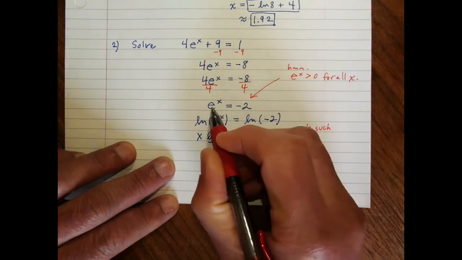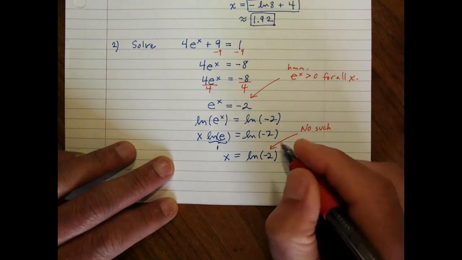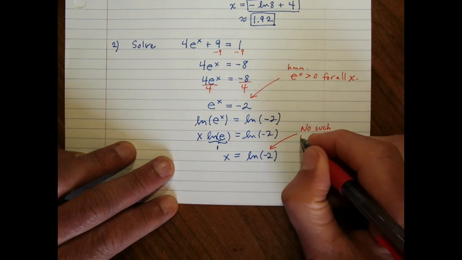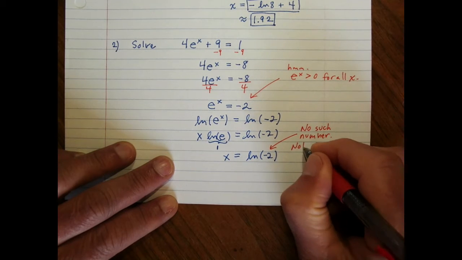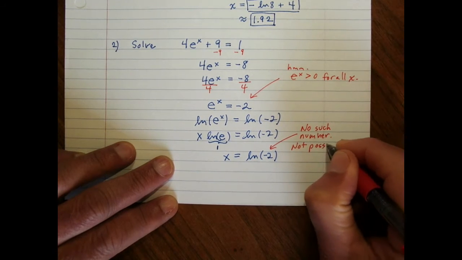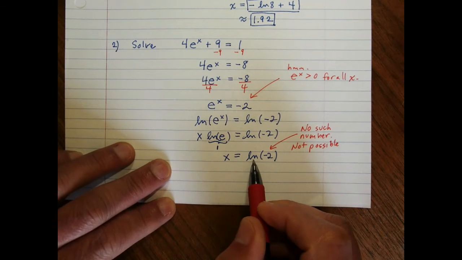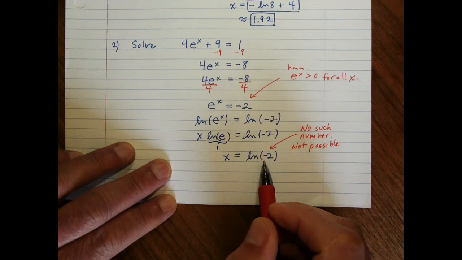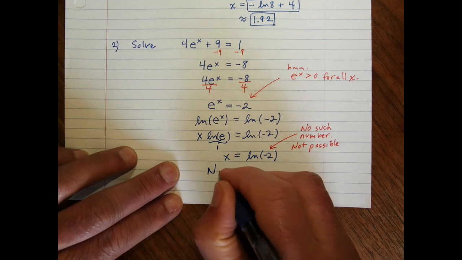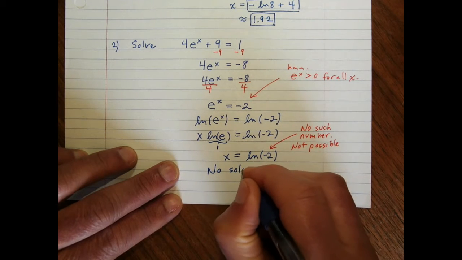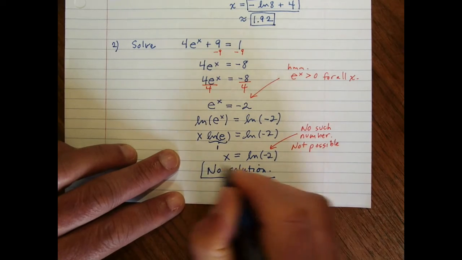So if you didn't notice that the exponential can't be negative, you do have to notice that ln of a negative is not possible, because the domain of a logarithm function consists of positive numbers only. So the result has to be written this way: there's no solution. So this is something you will need to recognize.